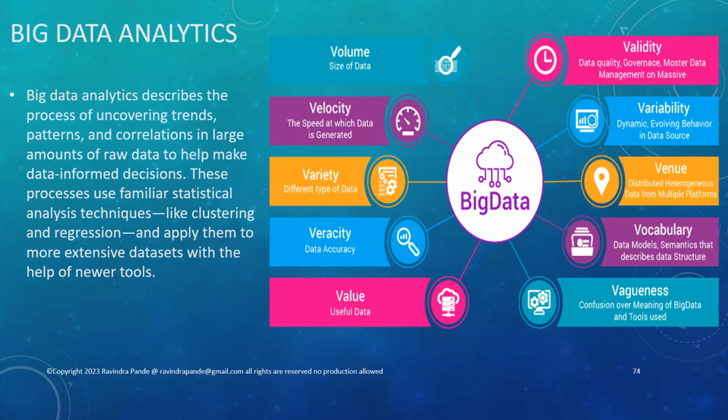And here, the analytics we do is in terms of how efficiently you can analyze such big data. These big data are normally different types of data to be processed for analytical visualization purposes, or for any analysis for that matter. And for that I might use these 10 V's: volume, velocity, variety, veracity, value, validity, variability, venue, vocabulary, and vagueness.